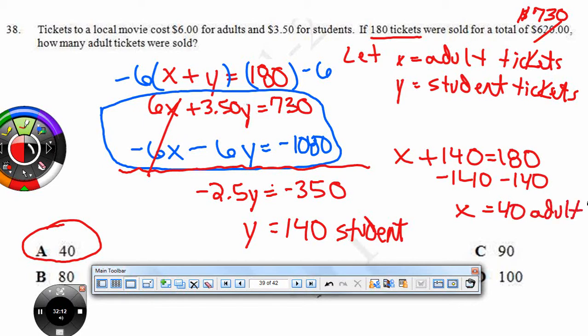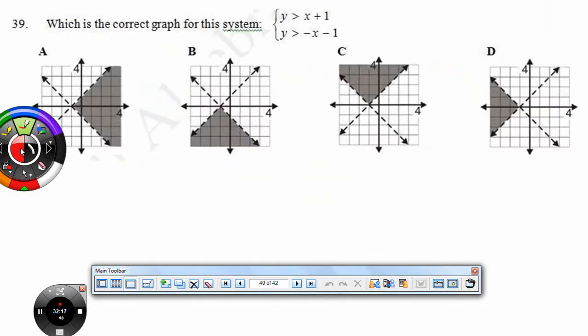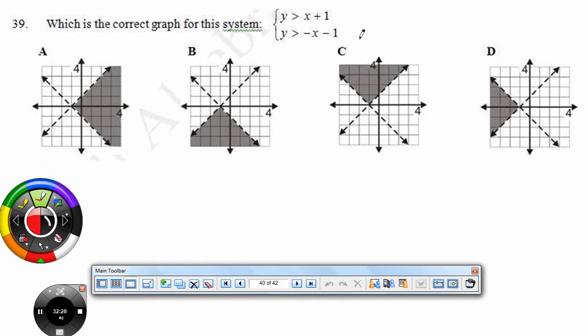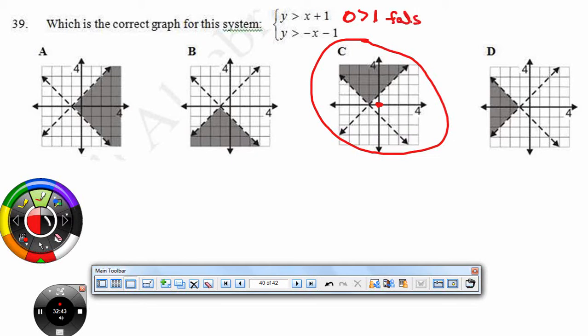Last couple. 39, which one's the correct graph? It's this one here, and that's because of test points. Really all the lines look about the same. You could do a test point of 0, 0, and you can plug it in here and see if it works. So you could do 0 is greater than 0 plus 1, and that is false. And I'm looking at this line right here, and I see that 0, 0 is false, so I don't want to shade that side, so I would shade this direction.